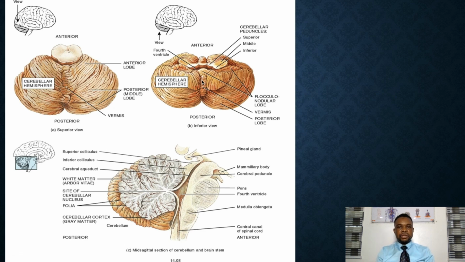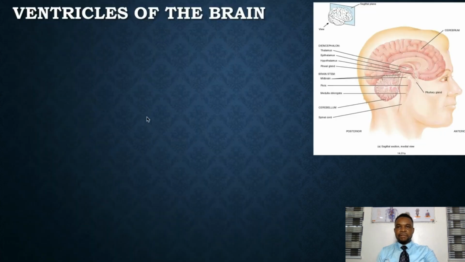We have the posterior lobe, the flocculonodular lobes, and the anterior lobes, as the case may be. Now, if you look at this cerebellum, you will see its special nature, whereby a lot of structures are seen within the cerebellum. So, as I said earlier, it controls and regulates movement.